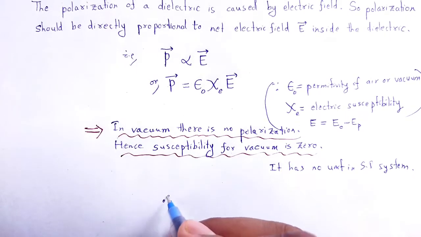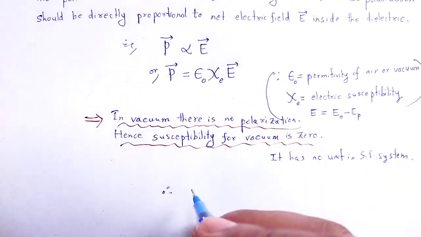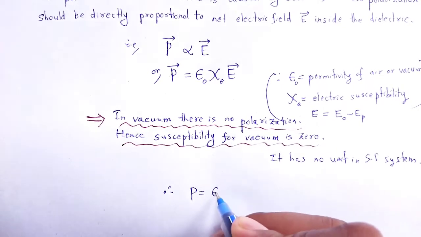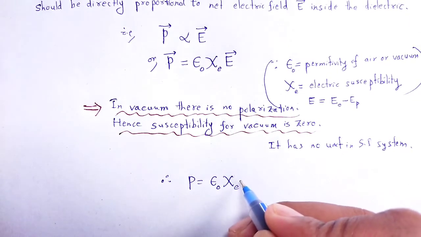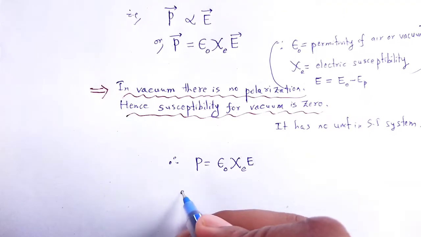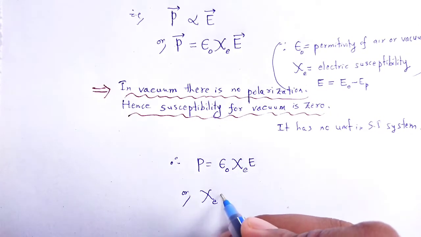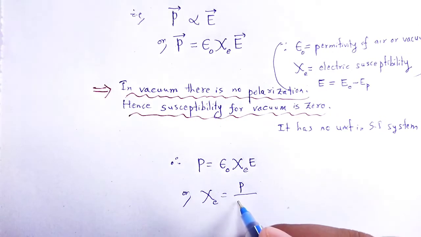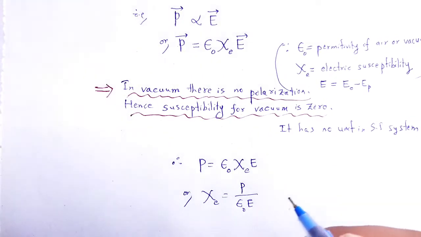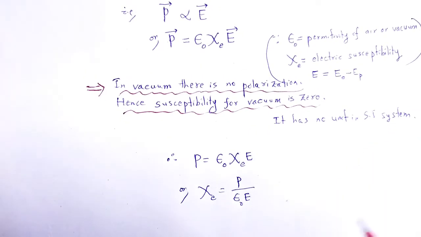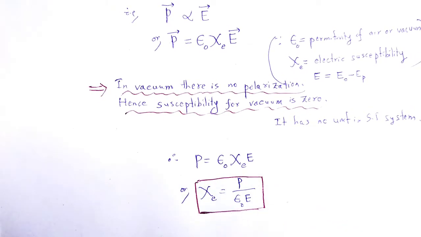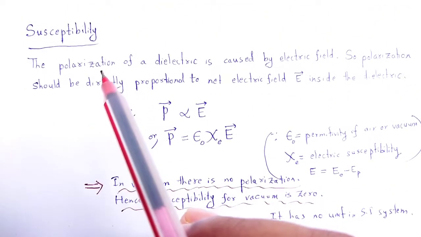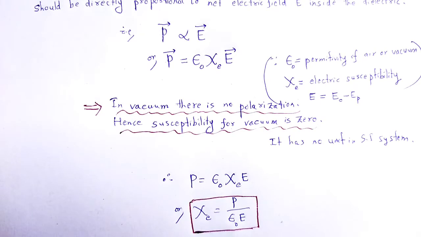Therefore, we say the magnitude of the polarization vector P is equal to epsilon naught chi E, or susceptibility chi E is equal to P divided by epsilon naught into E. In this way, we define electric susceptibility: chi E is equal to P divided by epsilon naught into E.